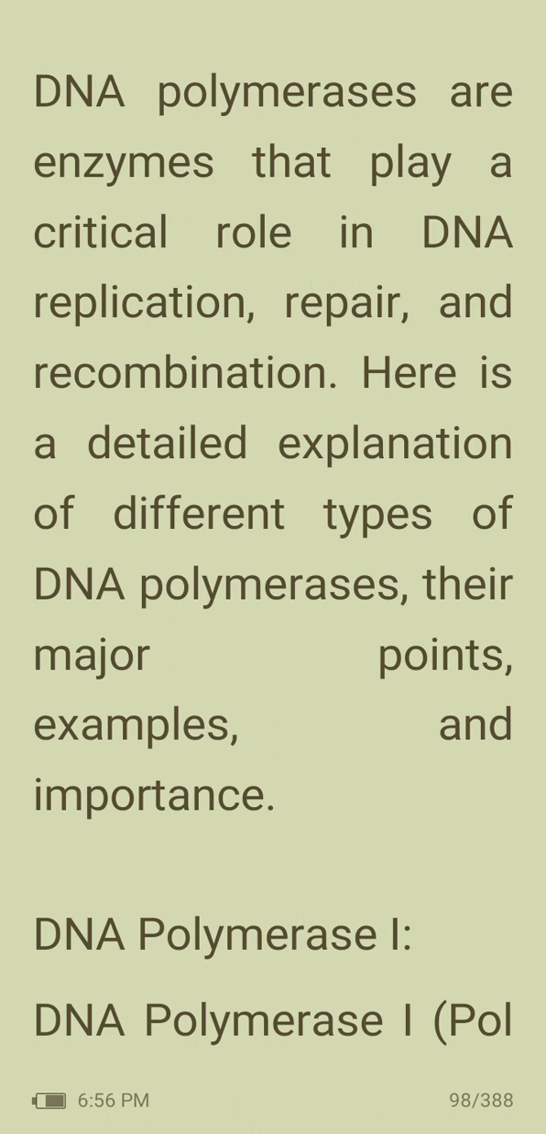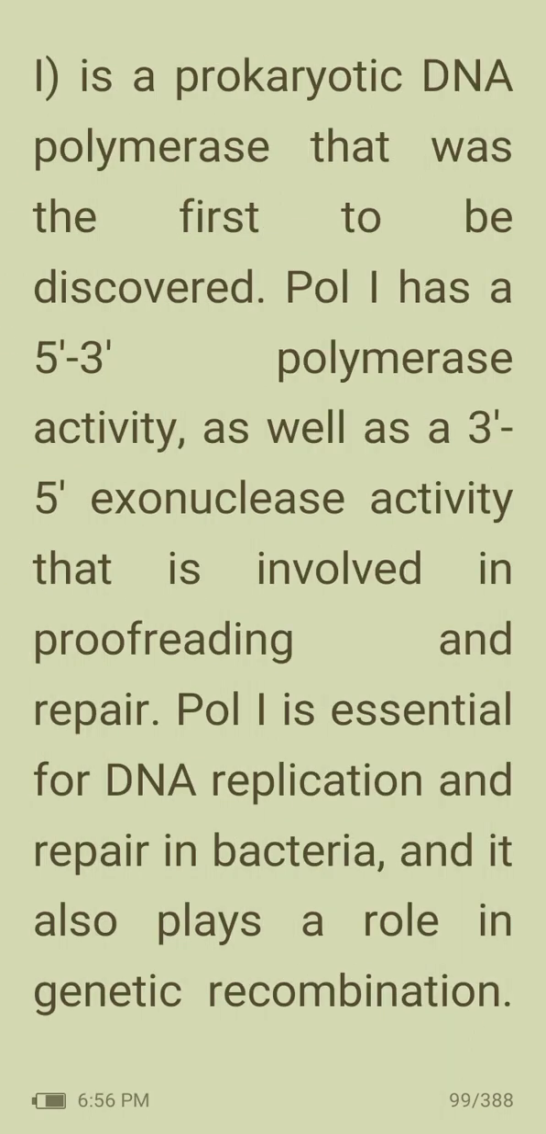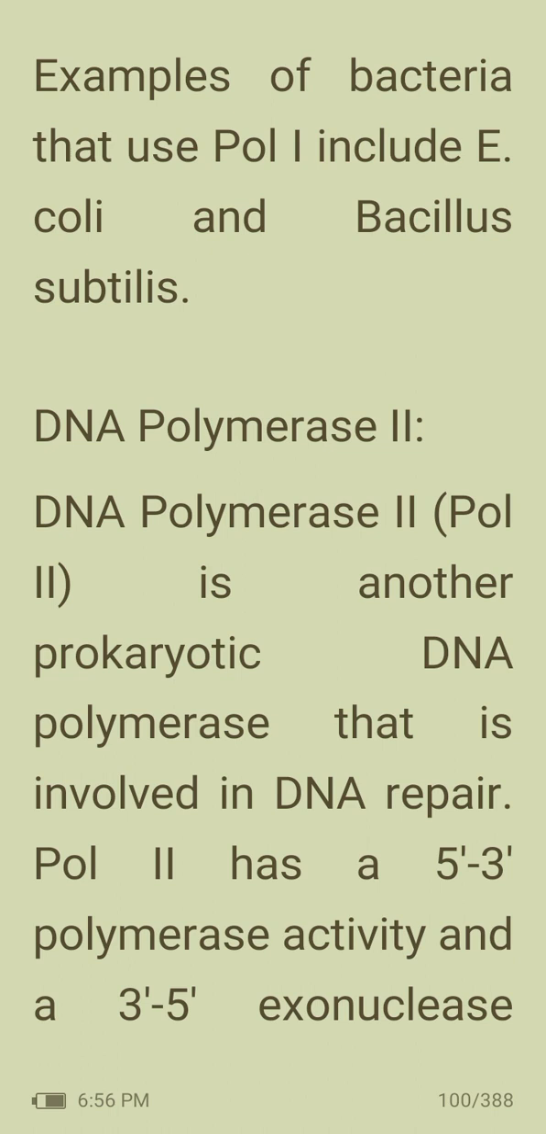First, DNA polymerase 1. DNA polymerase 1, Pol 1, is a prokaryotic DNA polymerase that was the first to be discovered. Pol 1 has a 5' to 3' polymerase activity as well as a 3' to 5' exonuclease activity that is involved in proofreading and repair. Pol 1 is essential for DNA replication and repair in bacteria, and it also plays a role in genetic recombination. Examples of bacteria that use Pol 1 include E. coli and Bacillus subtilis.